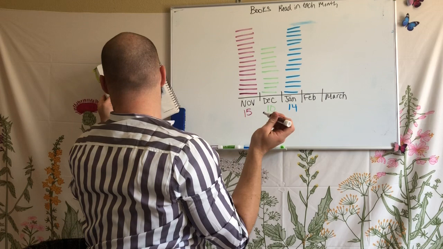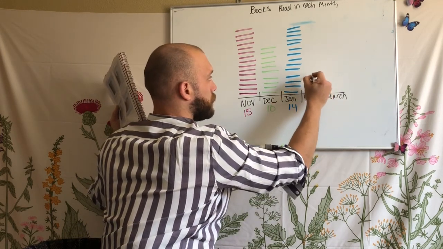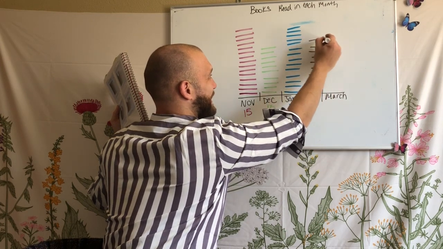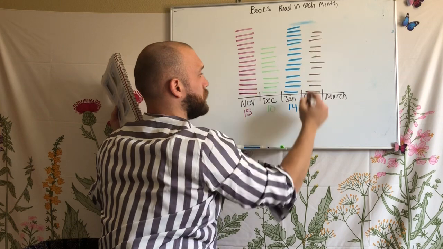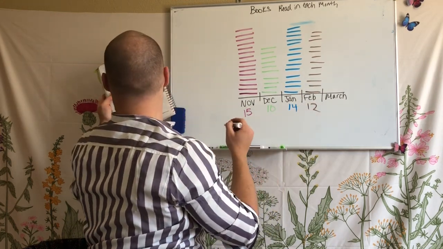February, 12. 1, 2, 3, 4, 5, 6, 7, 8, 9, 10, 11, 12. And this will have to be in the same color as November. March had 9.